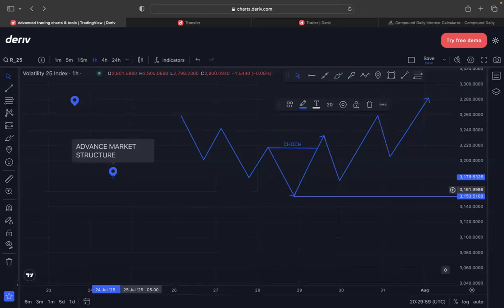That is tomorrow. We are going to be looking at advanced market structure because this is just basic market structure. This was us understanding the concepts of market structure. Then we're going to be going to advanced market structure. And after we talk about advanced market structure, we're going to go to the chart and see exactly how it plays out and how it works. That's what we're going to be looking at.